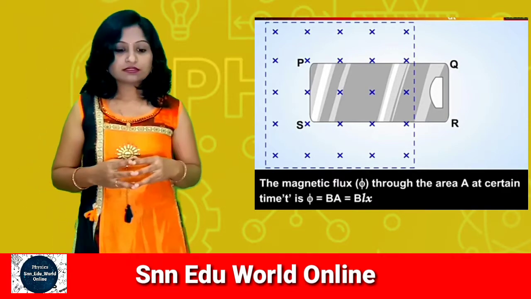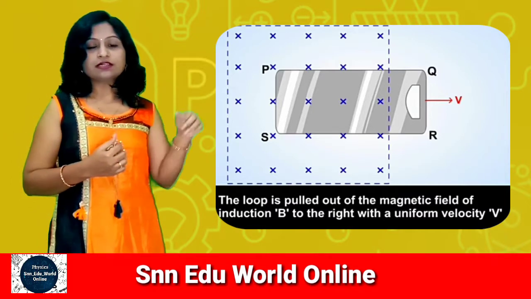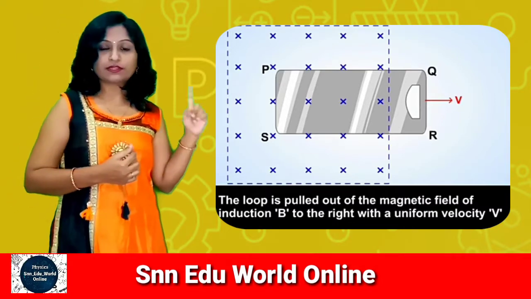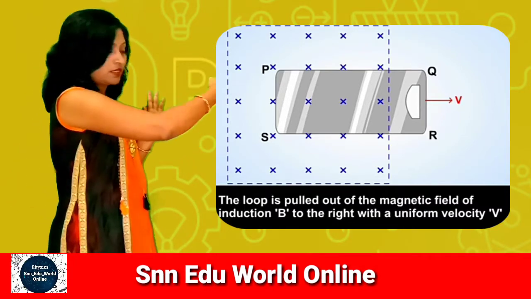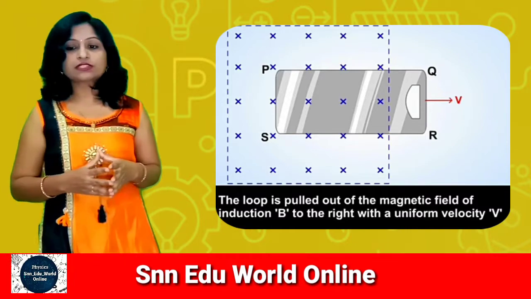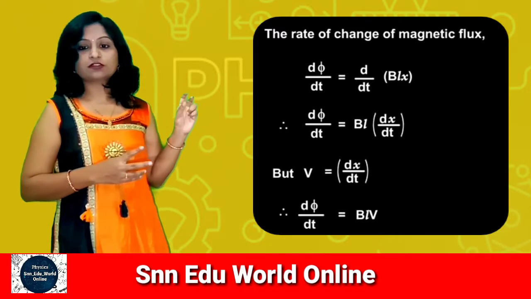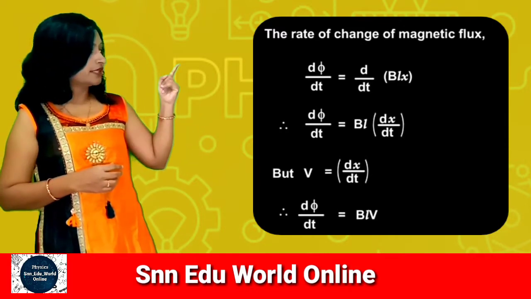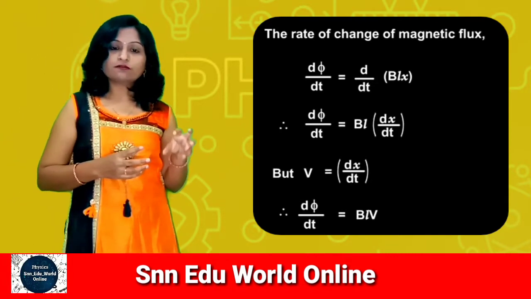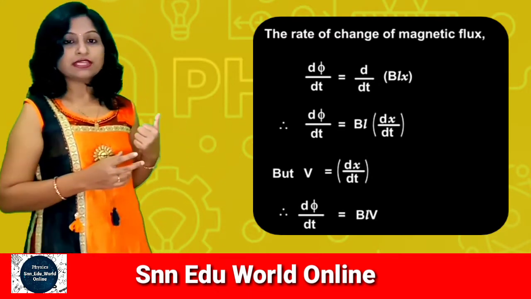Now suppose we are pulling out the coil PQRS from the magnetic field to the outside with a velocity v. So here I have given the direction of velocity v. We are pulling this PQRS outside the field, and due to this there is a rate of change of flux. Since we are pulling this outside, there will be a rate of change of flux, d phi by dt. How can d phi by dt be given? Due to movement of PQRS, there is a change in flux, and we know that flux is BLx.